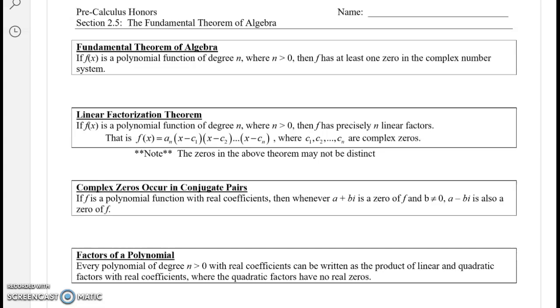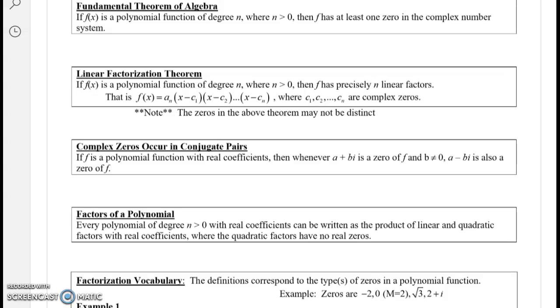Alright friends, so today we are doing 2.5, the Fundamental Theorem of Algebra. We have some vocab here. So what is the Fundamental Theorem? If f of x is a polynomial function of degree n, where n is greater than 0, then f has at least one zero in the complex number system. Linear factorization, meaning I can write all of my factors as linear products.